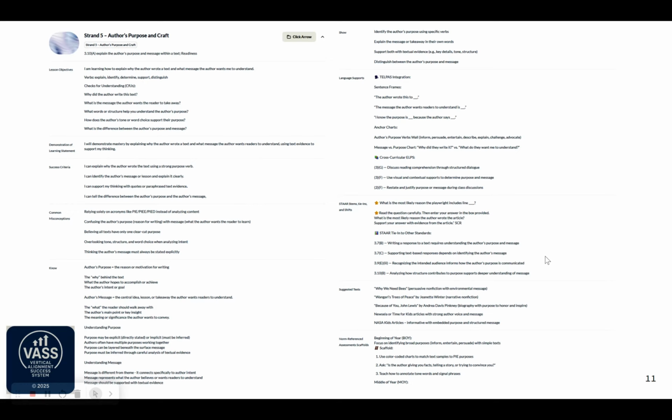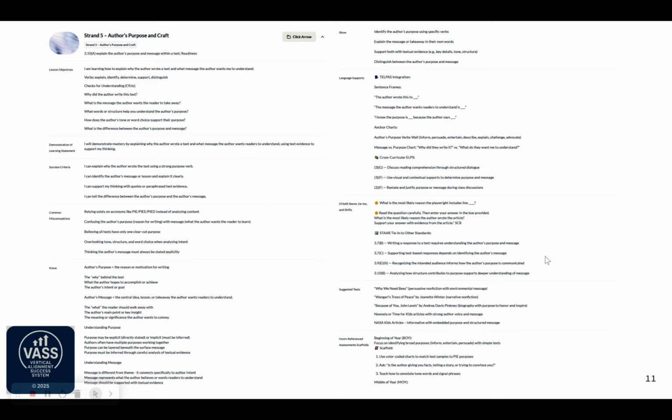You will see suggested text, and we put suggested text because we know that campuses have HQIM, either Amplify or HMH, and we want to honor that you have those platforms. But let's say you've already taught using those platforms and you need a suggested text to reteach, or you need a suggested text for tutoring, then you have these texts right here.